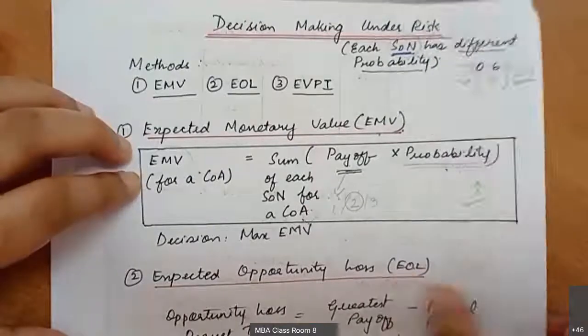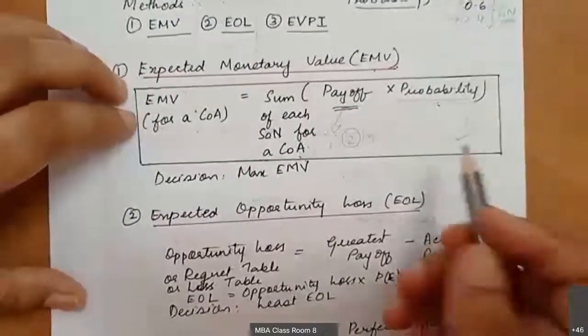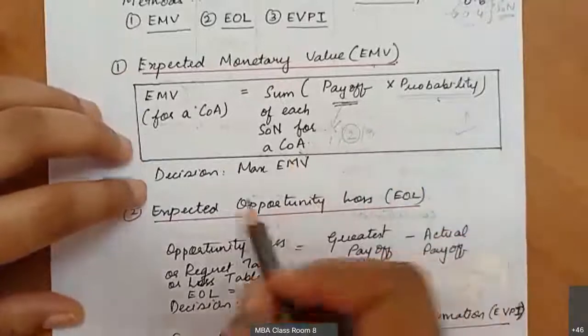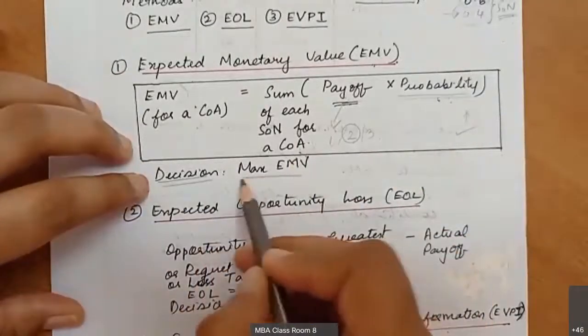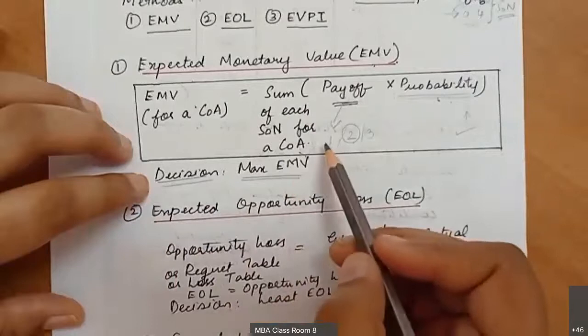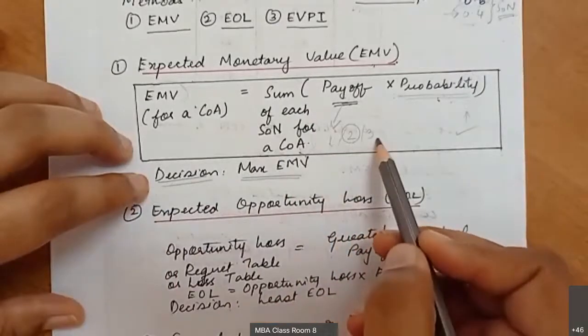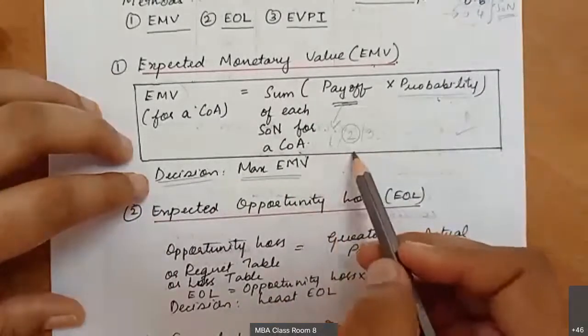When we see a problem, we'll understand it better. So we'll just go to the formulas now. The decision will be for the EMV which is the highest. We'll compare the EMV values of strategy 1, 2 and 3, and the highest EMV value is what we will select.